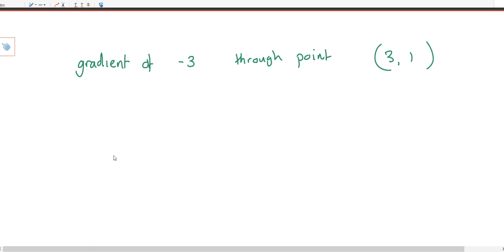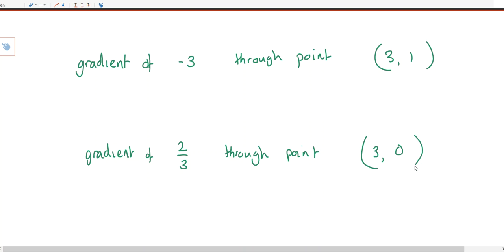Okay, or there's another one. So we'll have a gradient of 2 over 3 through point 3, 0. So could you come up with the equation of one or both? If you feel that you just want to do the first one, fine. If you want to challenge, just go to the second one. If you feel, actually, I can do both, do both. If you do the second one, it comes easy, go back and do the first one anyway.